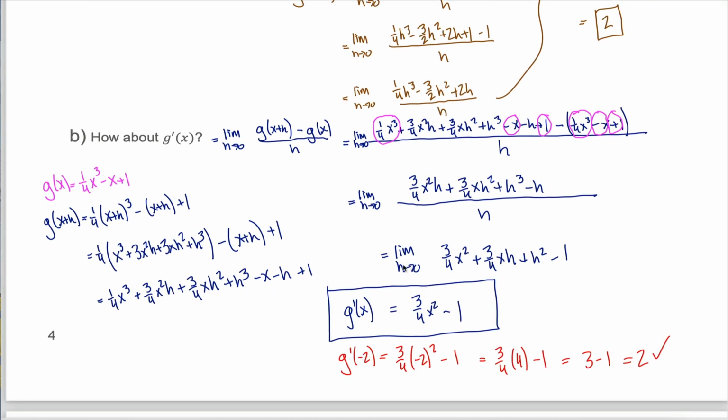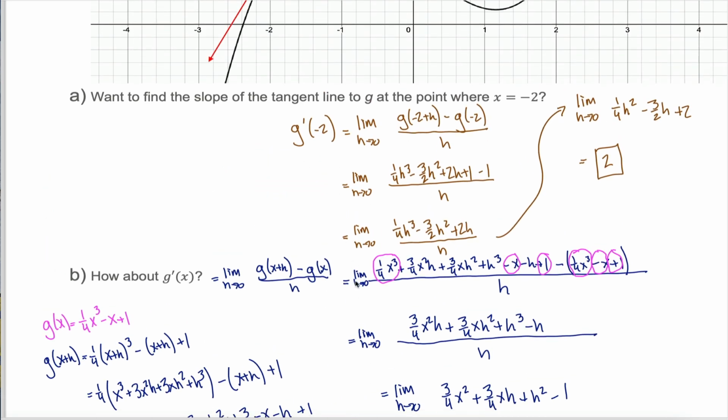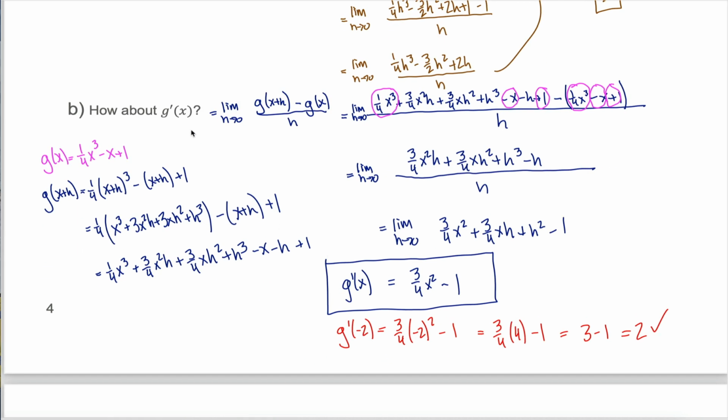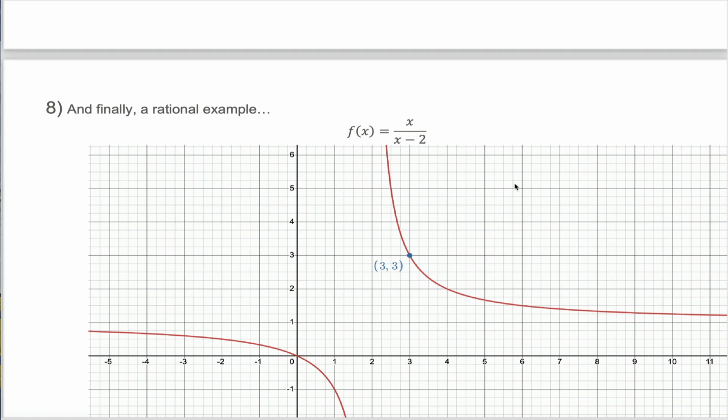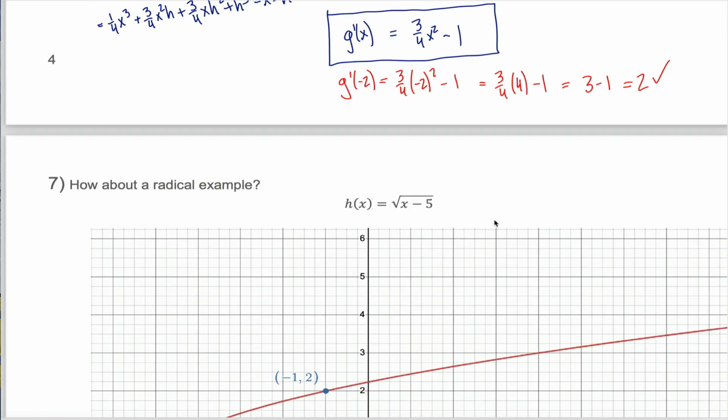Wow. That is an algebraic nightmare. But the good news is all we're going to do in the next 2 videos is this same idea where we're calculating the slope of the tangent line at a point, and then we're calculating the slope of the tangent line where the point is left unspecified as x for different functions. What about a radical function? What about a rational function? Those are the last 2 things we have to do in this section.